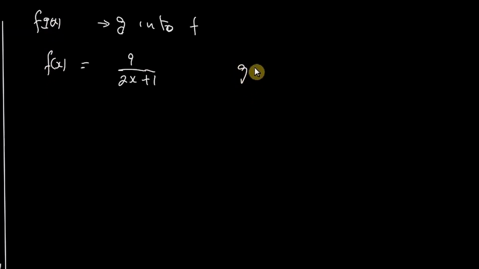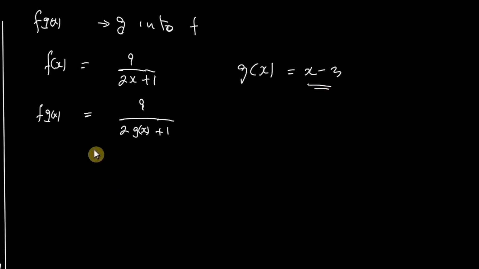Now whenever you see this, it means that we are going to place g into f, which means the function g of x will replace the value of x in the function f of x. So let's write f of x, and we know that g of x is equal to x minus 3. So wherever we see x in f of x, we're going to replace it with g of x. So we could rewrite f of g of x as equal to 9 all over 2 of g of x plus 1. And then we simply replace g of x with the value that we have in terms of x. So that is equal to 9 all over 2 times x minus 3 plus 1.